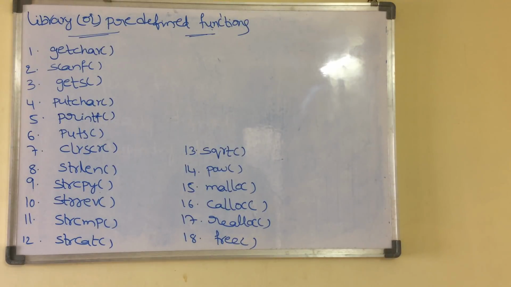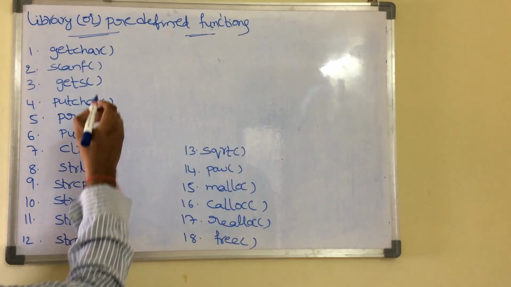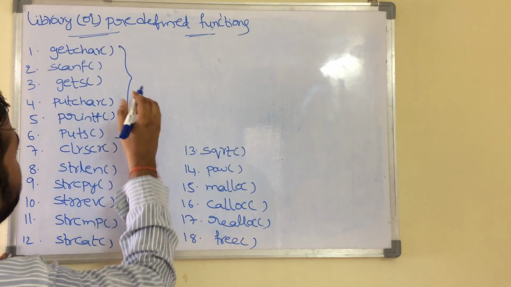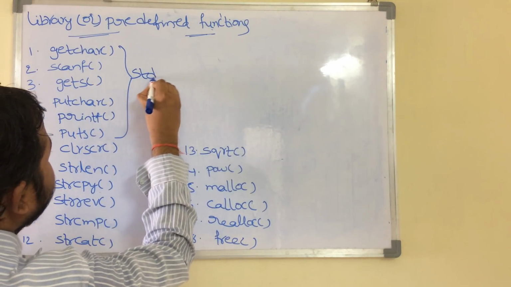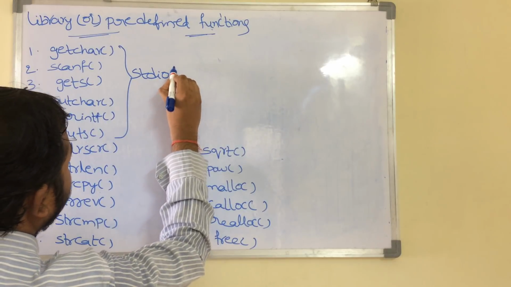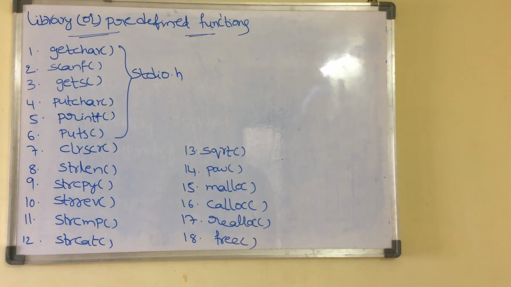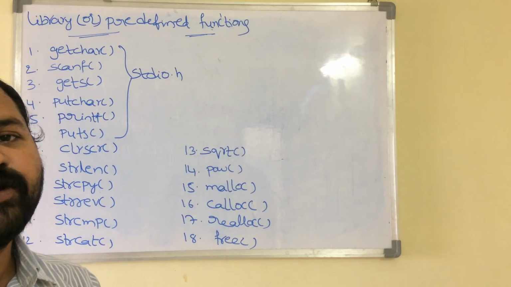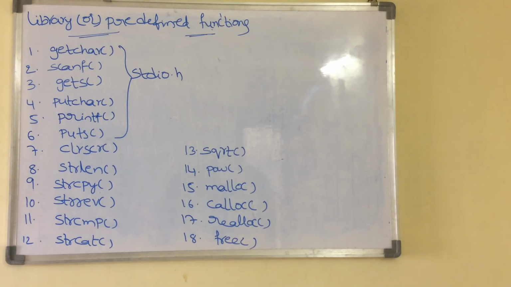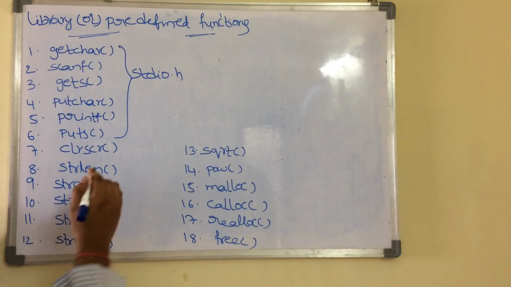So the first one is getchar, second one is scanf function, third one is gets function, fourth one putchar, fifth one printf, sixth one puts function. All these functions are available in stdio header file. Stdio stands for standard input and output functions. Here the input functions are getchar, scanf, gets. Output functions are putchar, printf and puts.